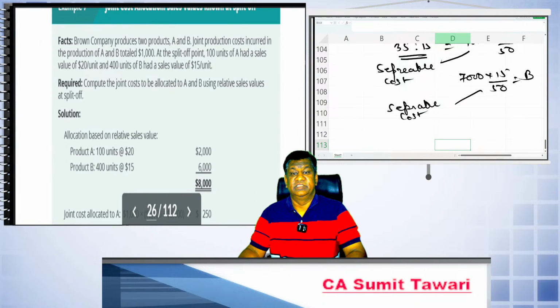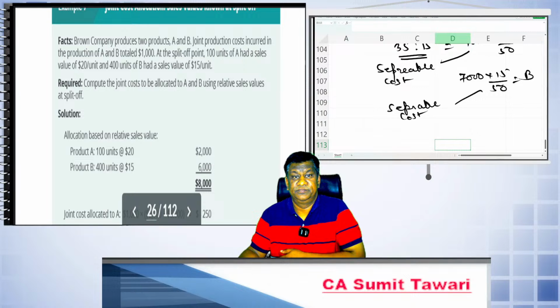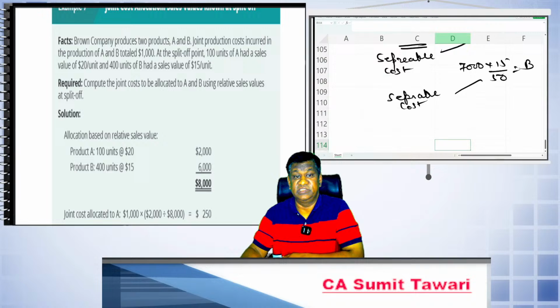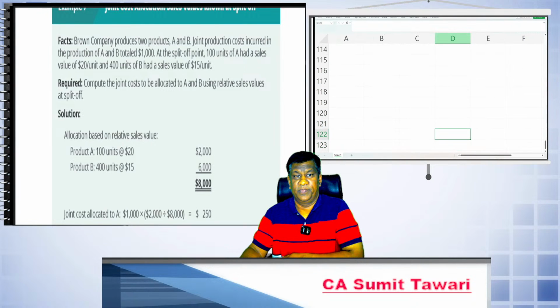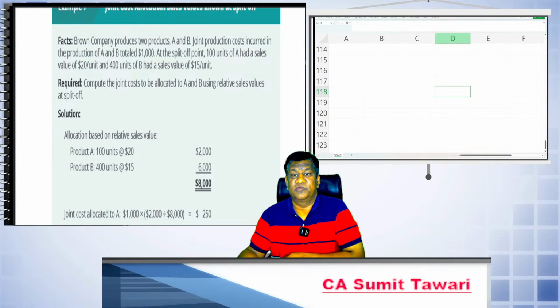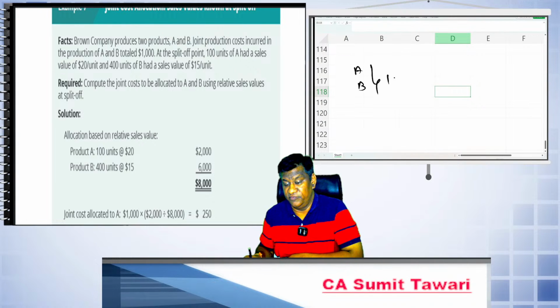So we can consider this as an example. The first one is relative sales value, meaning end sales value. Brown company produces two products A and B. Joint production cost incurred in the production of A and B totals 1,000. So the joint cost for A and B together is 1,000. At split off point, 100 units of A had a sales value of 20 per unit and 400 units of B had a sales value of 15 per unit.